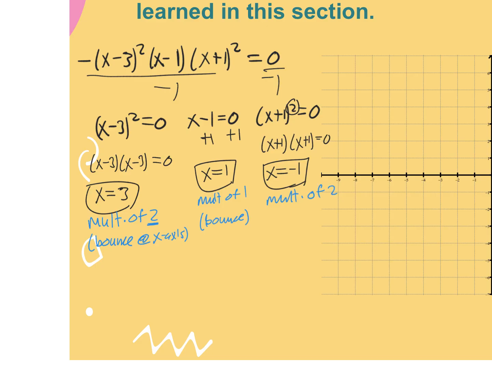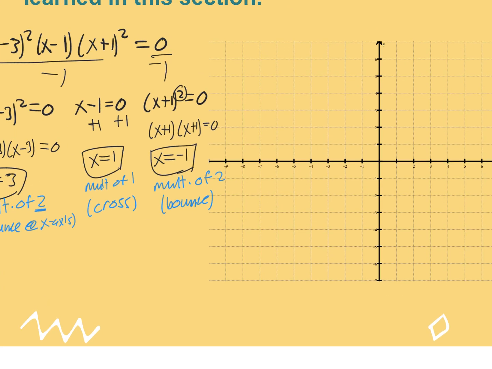Oh, sorry, I misspoke in the other one. This one's going to bounce, and that means this multiplicity of 1, because it's an odd number, right? That was a mistake, guys, right? This is going to cross, right? Odd multiplicities cross, even multiplicities bounce. So let me go ahead and plot those on our graph. All right, so I'm going to have a -1 here, a 1, and a 3.